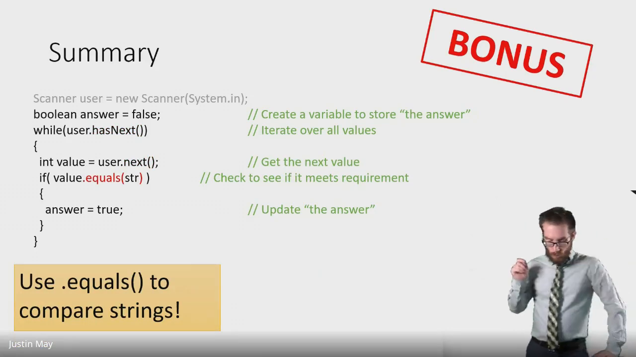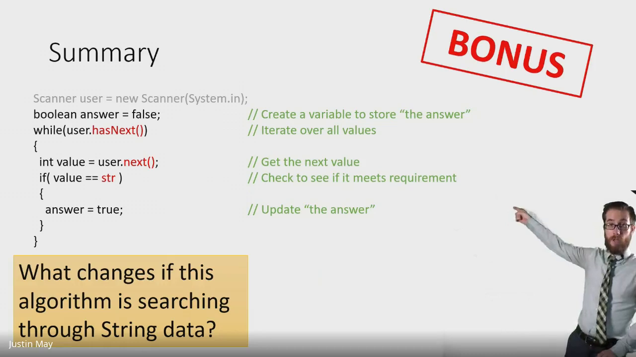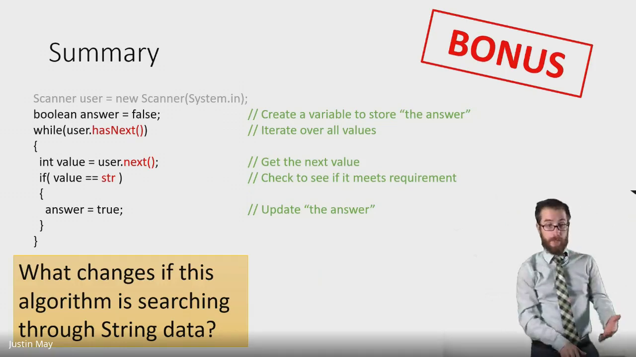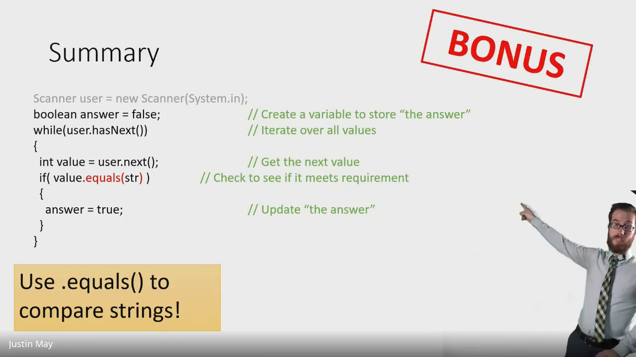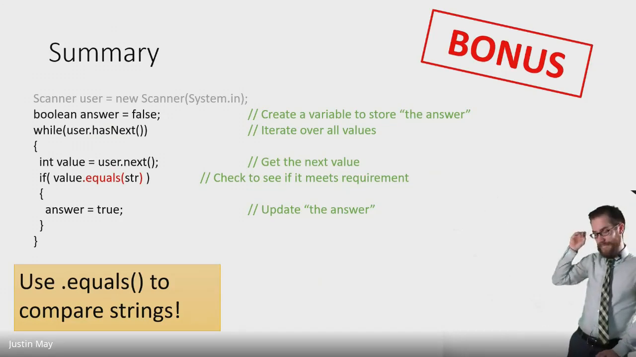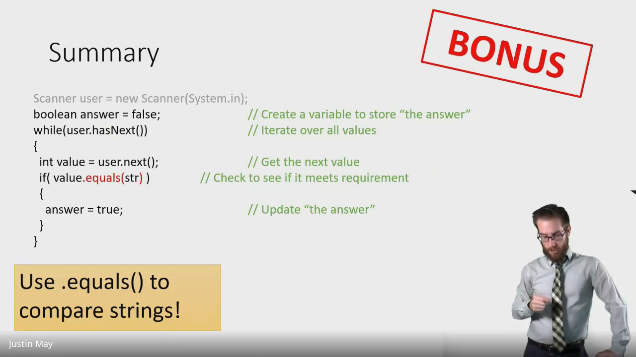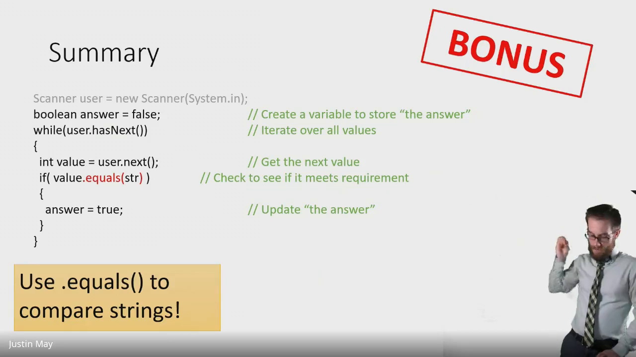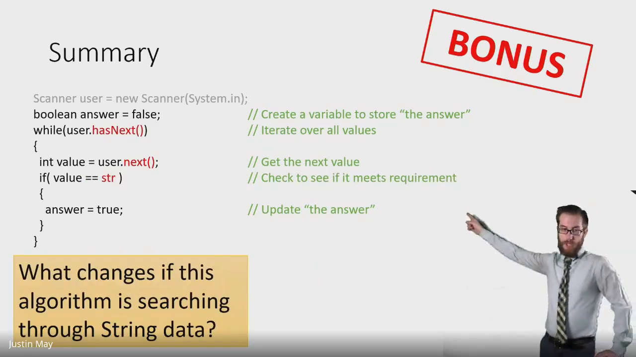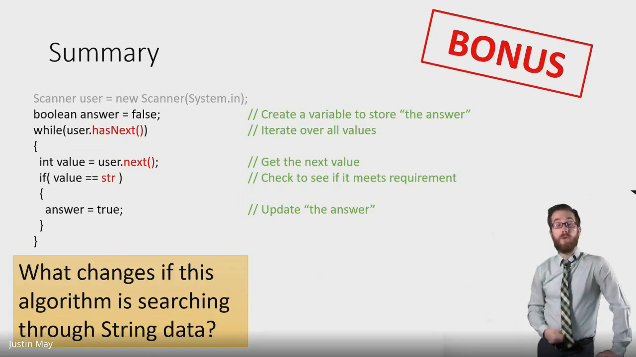Remember, when you're comparing two strings, you cannot use equals equals. We talked about that because of how references work. When you compare two strings to see if they're the same, you have to use dot equals. So that's a big thing you have to remember when searching through strings, you're using dot equals instead of equals equals. A very common mistake is to write your code like this with an equals equals. It will compile, it will run, it will not work correctly.